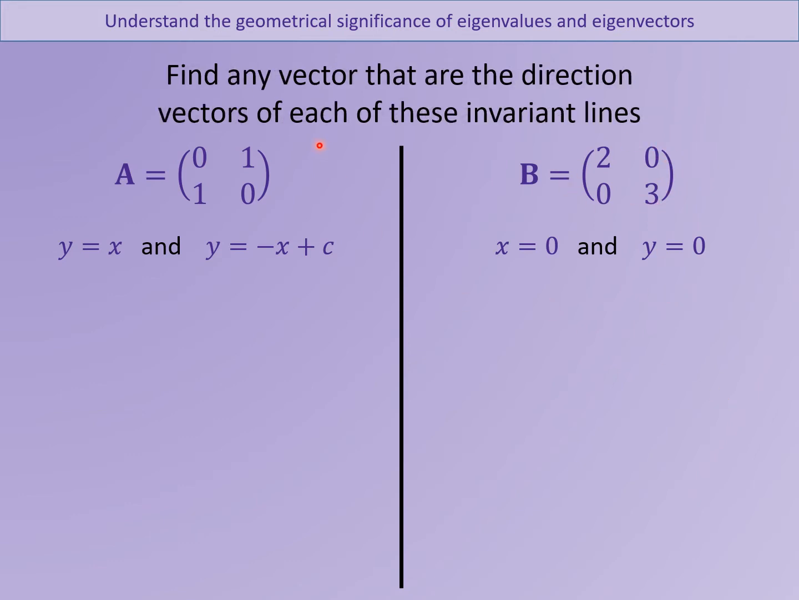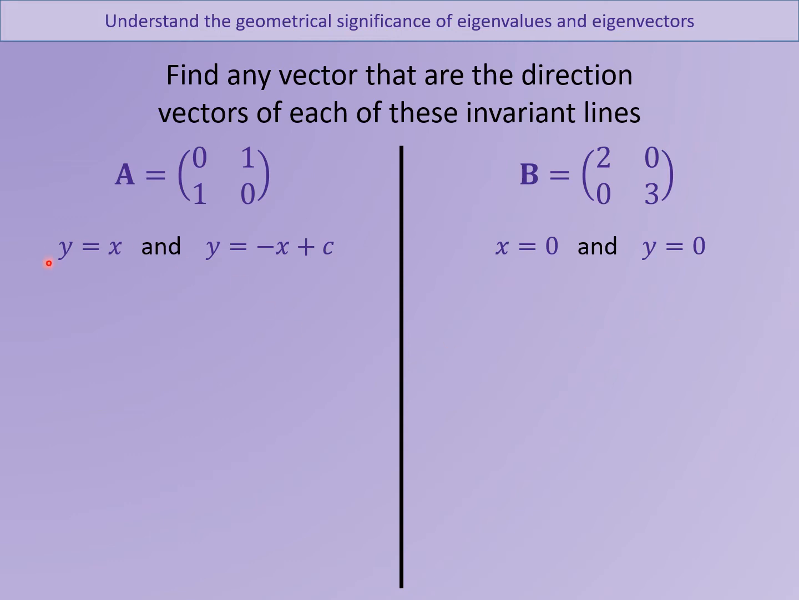What I'd like to do now is find any vector that is in the direction of each of those invariant lines. Just to explain what I mean, can you find a vector that goes in the same direction as the line y equals x, and so on for all of them. Again, just pause if you want to, to give you a minute to think about it.